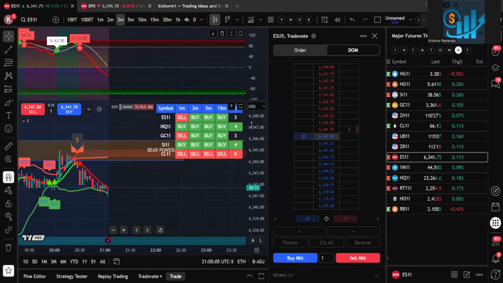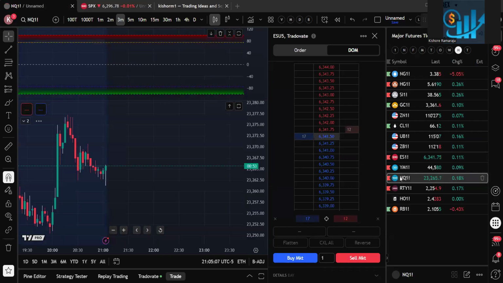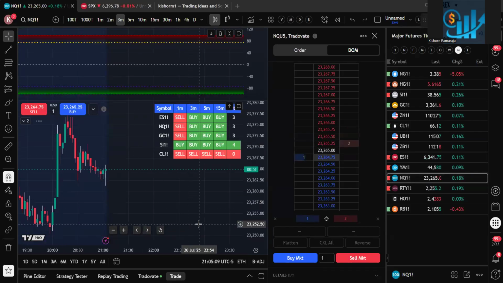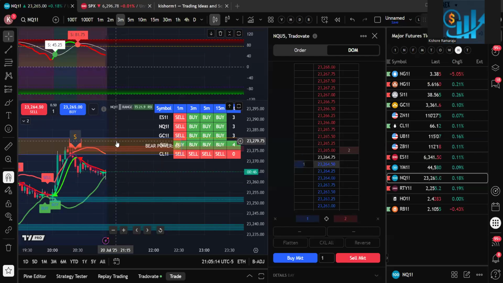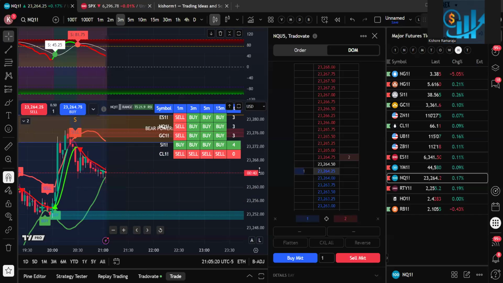Right? If on NQ all are buy, if we get a buy signal, right now it did a pullback. Again, buyers are trying to push it up. So it came all the way from the top to the bottom. Now if we get a buy signal, again it will go all the way to the top.